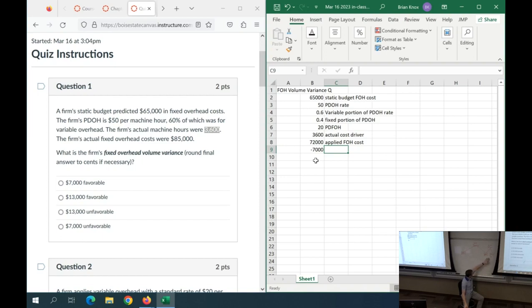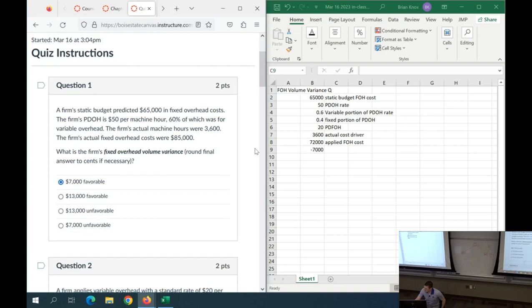And you can also check that to say, okay, well, applying $72,000 of fixed overhead cost is just a function of this PDOH rate fiction that we have. There's no reason why that would be expected. Even the static budget didn't expect that much. That's just a function of how many machine hours we used. And so we're moving closer to reality by going away from the applied cost towards the static budget cost. So as we go closer to reality, further leftward, then the costs are going down, and that's favorable that costs are going down as we get closer to reality. Okay?